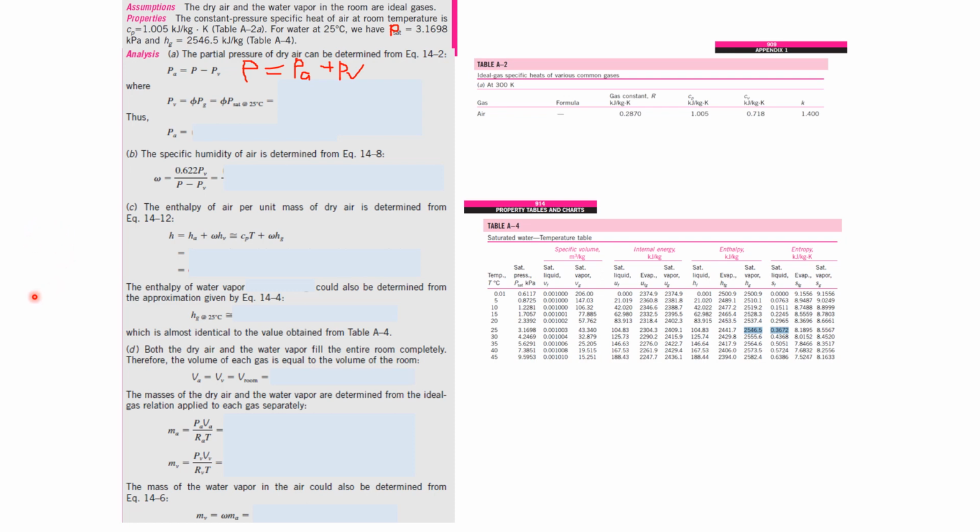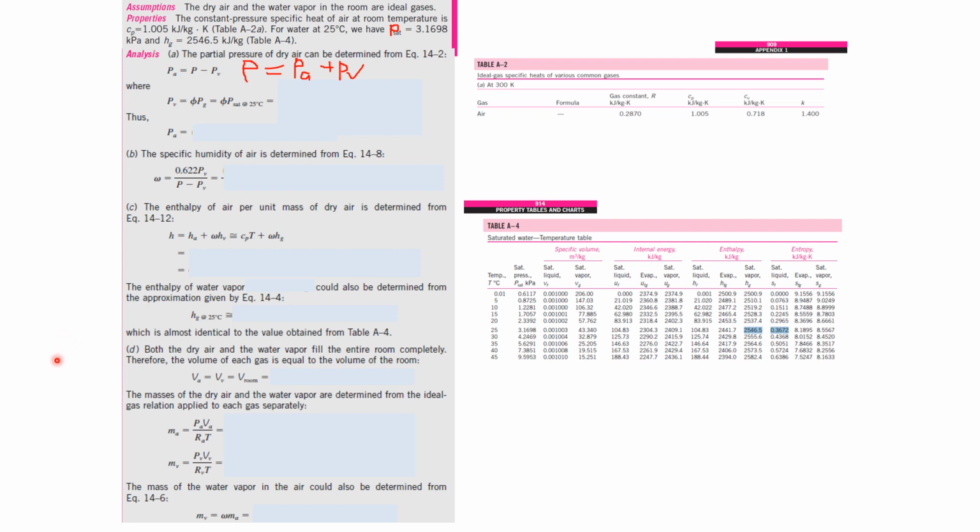Right? So the enthalpy of water vapor could also be determined from the earlier equation. If you want, you can find it from the equation that we've discussed earlier, and you will see that this is very much identical with the table A4 that we have here. So give it a try, use the formula that we've discussed earlier, and see that you are able to get this value from the formula, right? And you will see that they are almost identical.